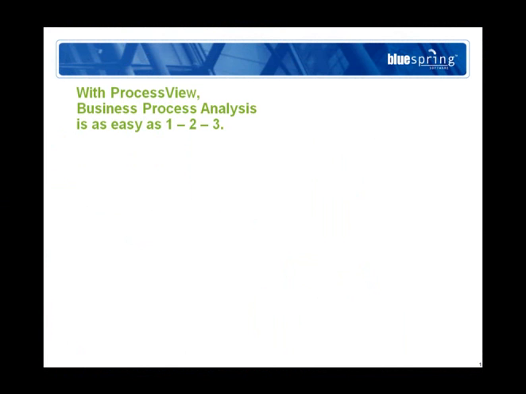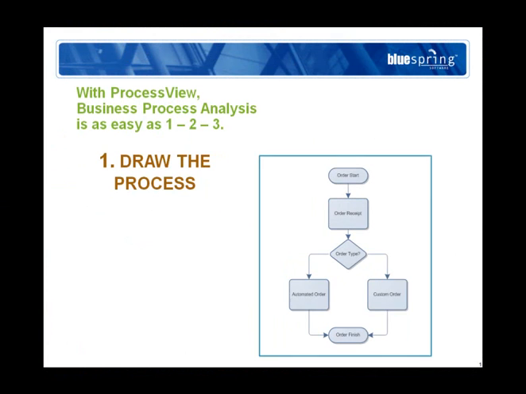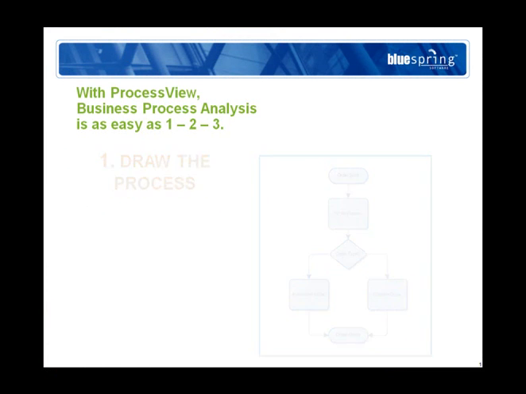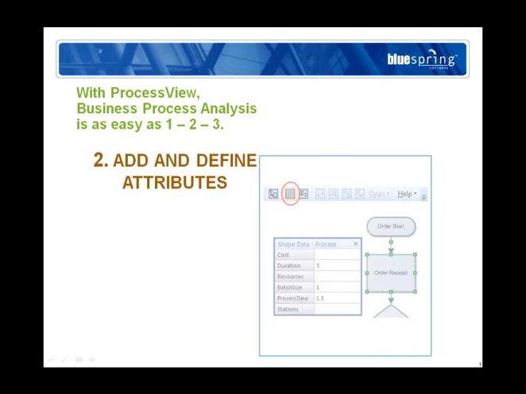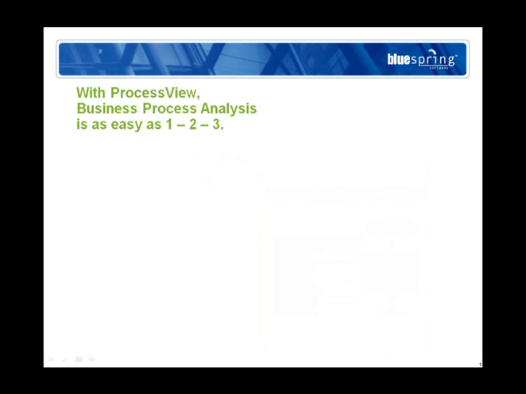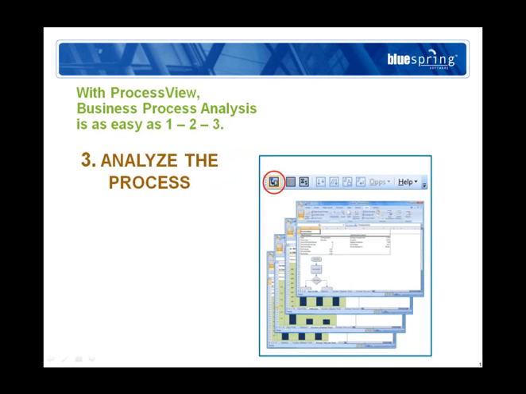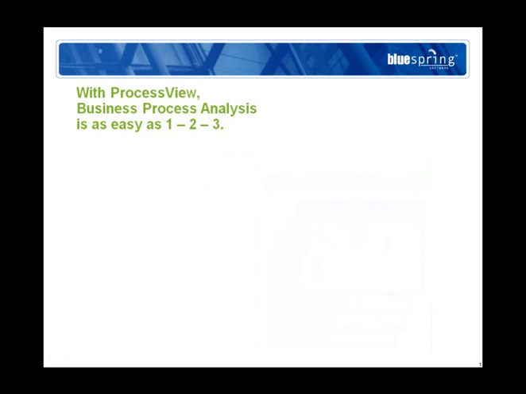With ProcessView, business process analysis is as easy as 1, 2, 3. Simply open an existing Visio diagram or create a new process map from scratch. Apply the ProcessView attributes and define values to describe the time, resources, and cost involved. Then, use the ProcessView analysis engine to obtain the information needed to understand and manage process performance.